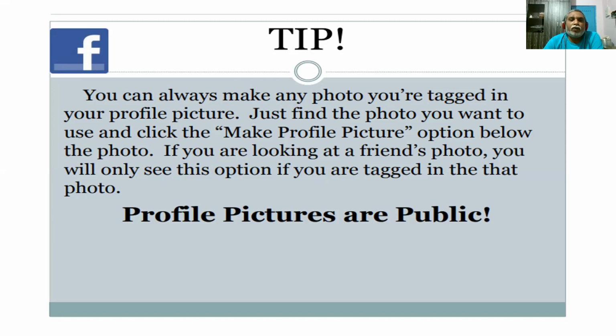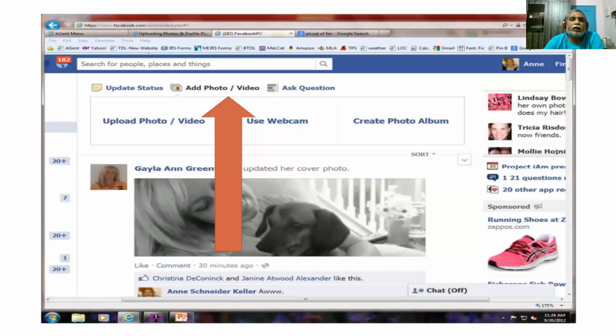If you are looking at a friend's photo, you will only see this option if you are tagged in that photo. Profile pictures are public. It cannot be secured, so when you upload the picture, you should consider that. You can add the photo and video.